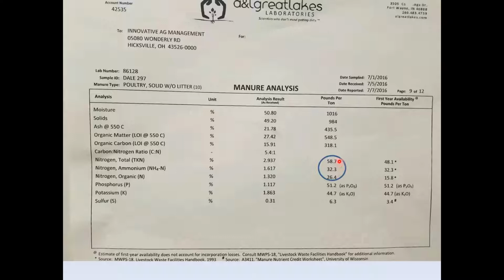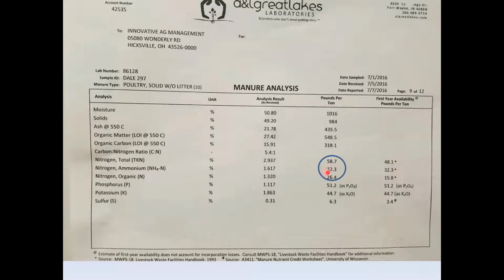total nitrogen. Now, this test from Great Lakes also gives you what they call first year availability in pounds per ton. And you can calculate that, but just know that of that 58.7, Great Lakes is saying that 48.1 is available in the first year for a crop, such as a corn crop. That much wouldn't be available for a wheat crop because your wheat crop would stop uptaking nutrients in June. And you wouldn't have July and August to allow that organic material to mineralize and release more nitrogen. But just understand that there's a first year availability.